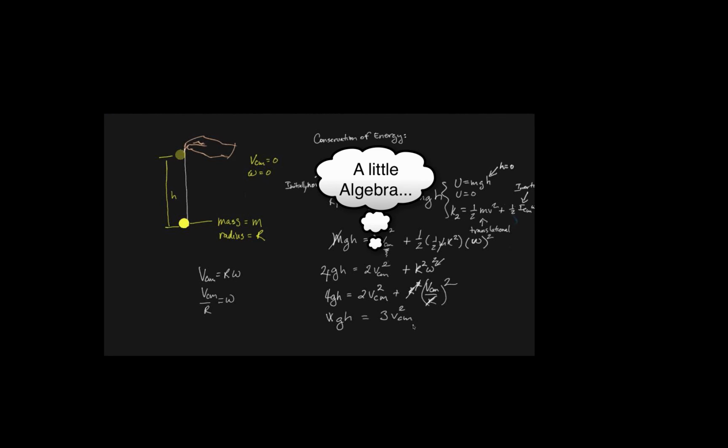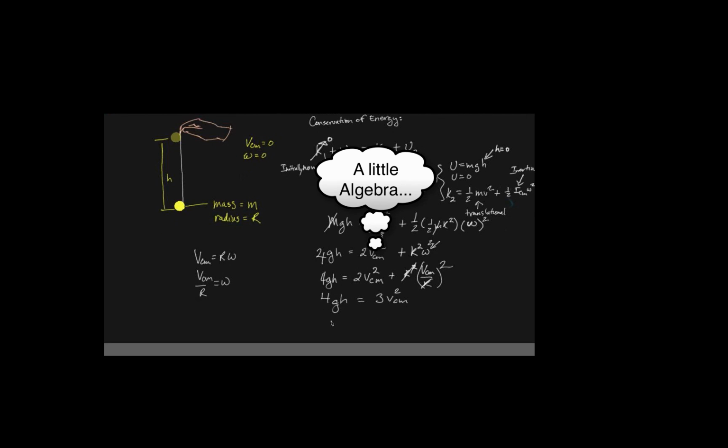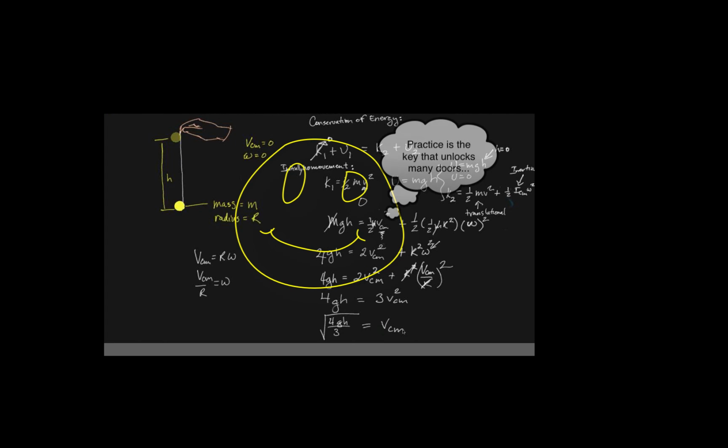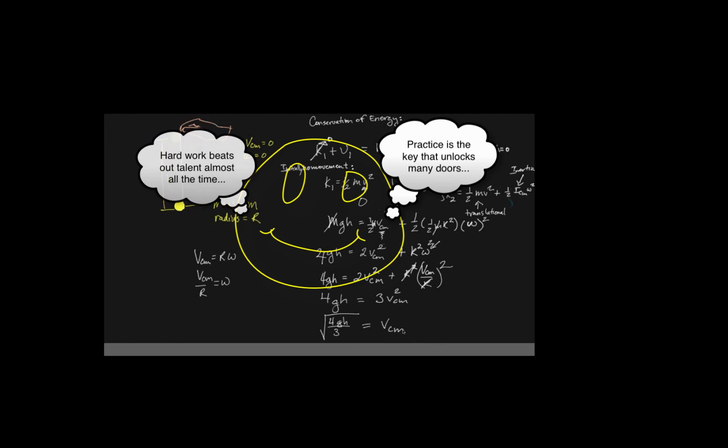So what are we solving for? We're solving for VCM. Okay. So what do we need to do? Well, we need to divide 3 by both sides. Okay. And then take the square root of both sides. Okay. Do you understand how that works? I understand how that works. Okay. So this is a good problem for a test because it combines Chapter 7 with the new material we're learning.